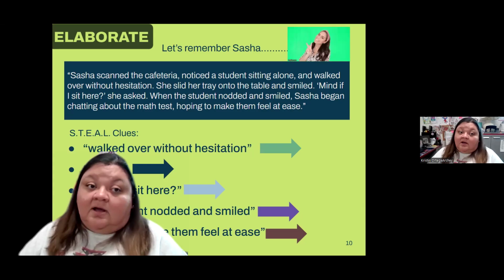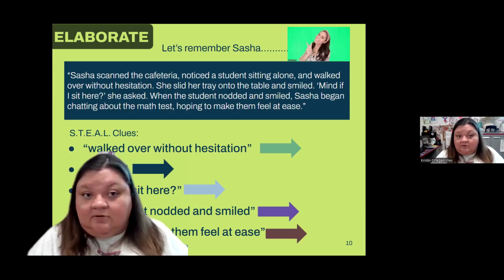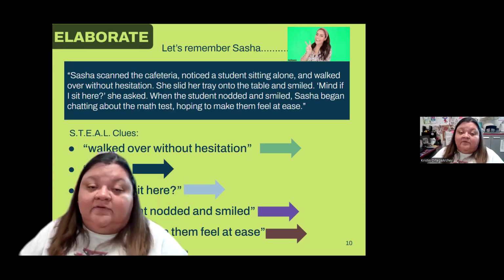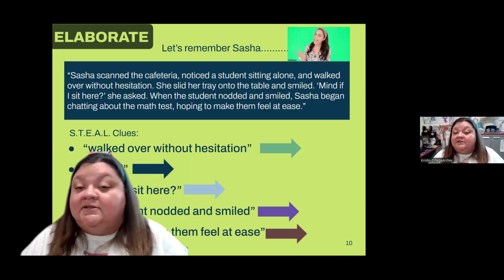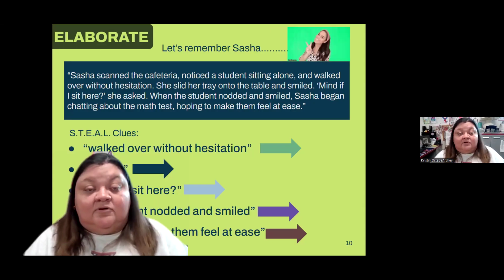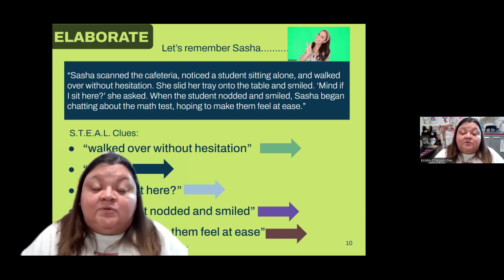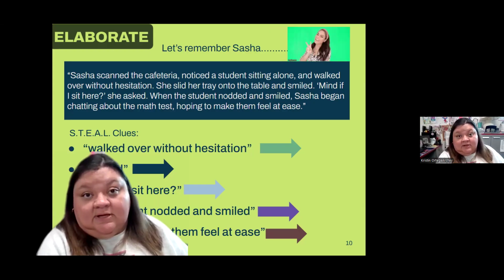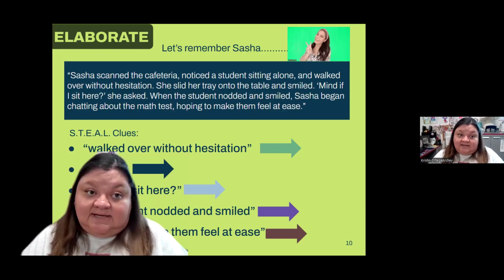First of all, I think that we can all agree, right? Shake your head no, or thumbs down, if you don't agree, that this is not a direct characterization. Sasha does not have direct characterization. The author doesn't flat out tell us that Sasha is kind, or outgoing, or helpful. Those were good things that you had thought about, but they didn't flat out tell us that in the text. So let's read it again.